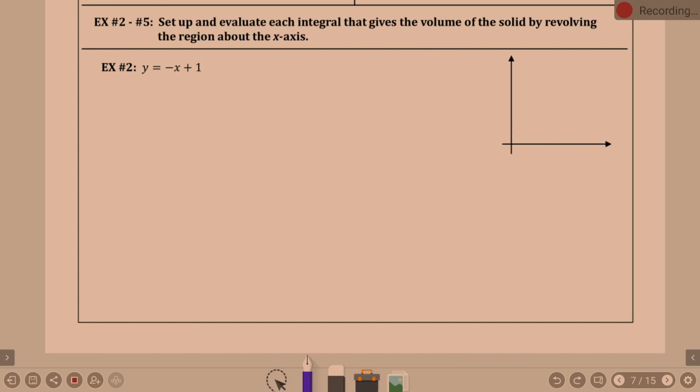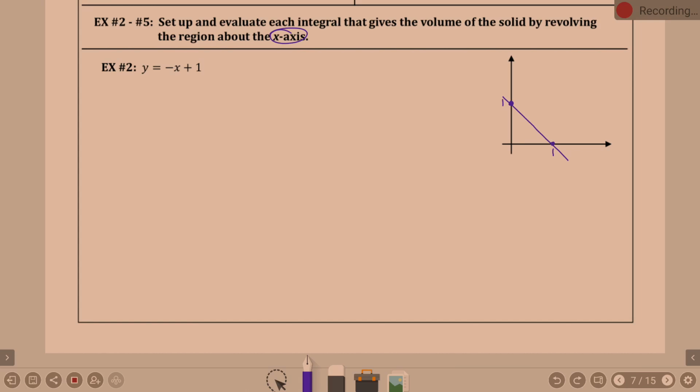Set up and evaluate these integrals. Give the volume to solve by revolving the region about the x-axis. Y equals negative x plus 1. What is that? Straight line. Intersects at 1. Slope of negative 1, so rise 1, run 1. It's basically going to go through 1 on the x and 1 on the y, yes? I don't know why I drew it through there, but, you know.